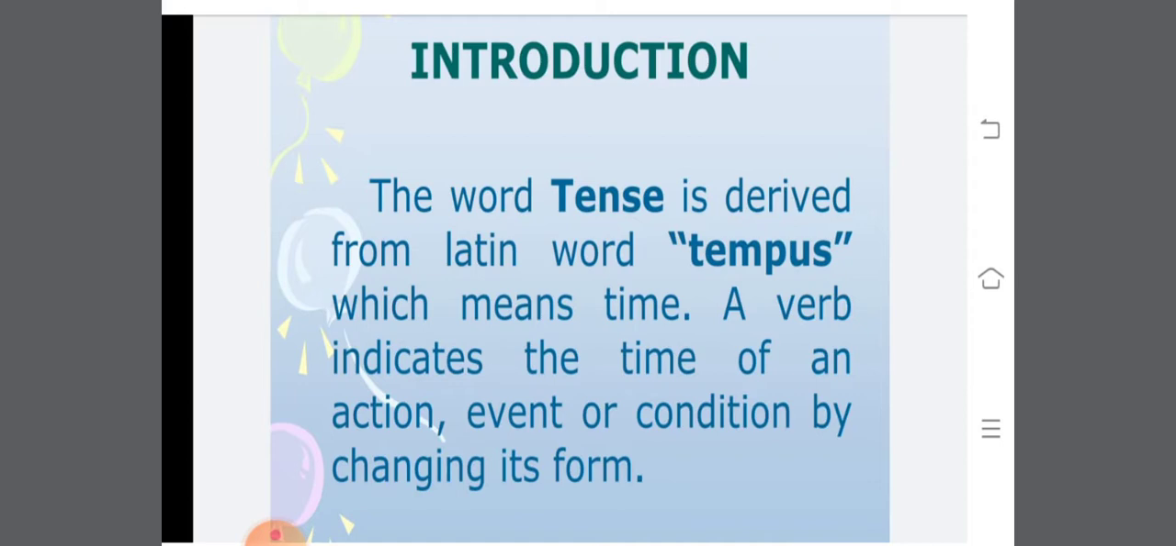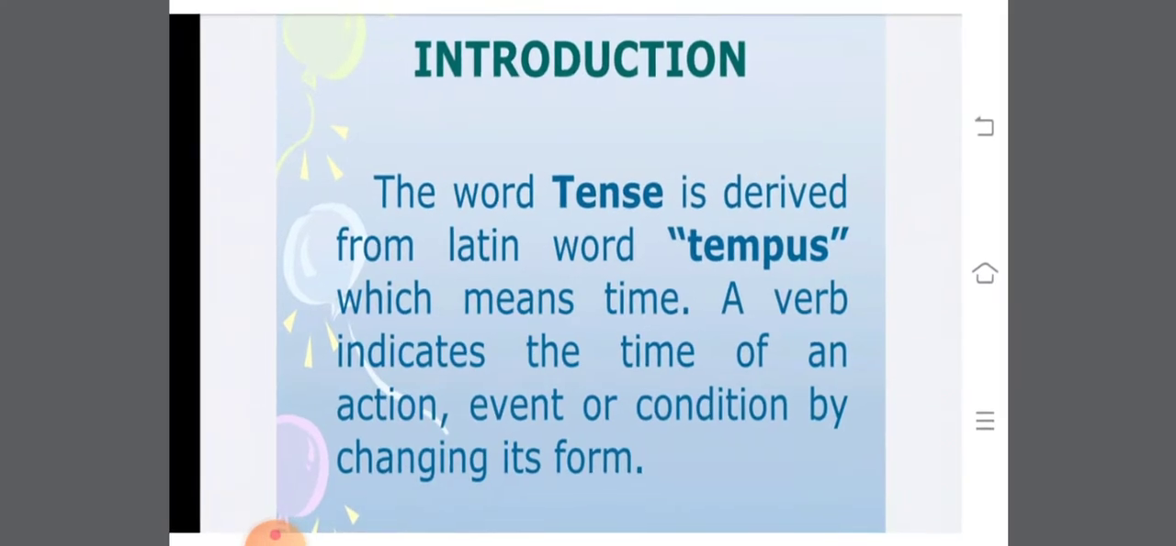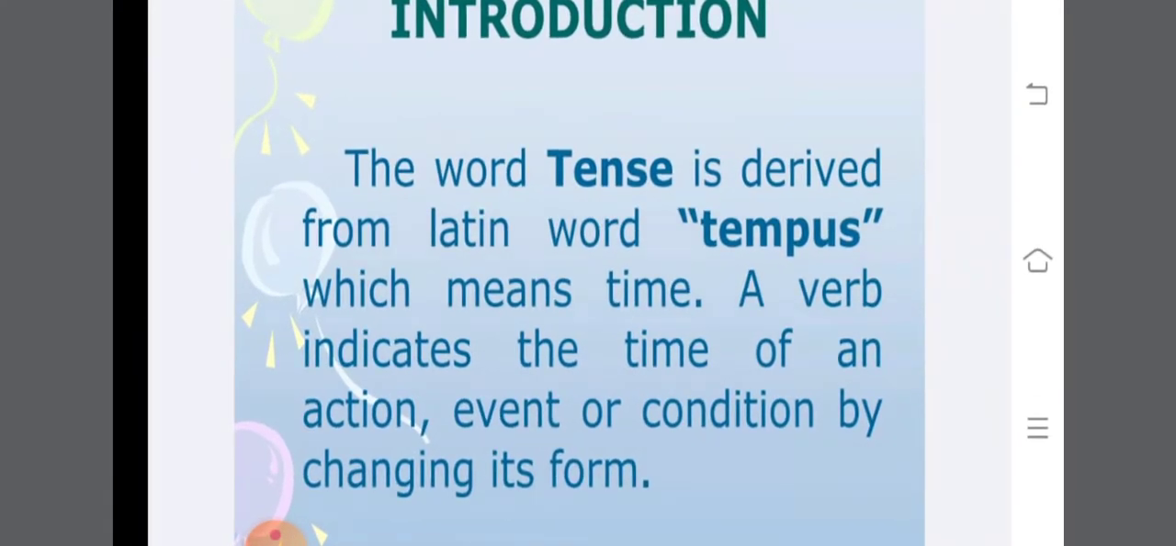Now introduction. The word tense is derived from Latin verb tempus, which means time. A verb indicates the time of an action, event, or condition by changing its form. It's very, very important. Time is always related to tense. It should not be confused with verb. Verb is a part of speech. Verb has its three different forms. What are those three different forms? Present, past, and past participle.